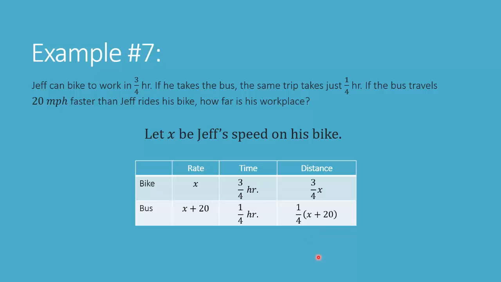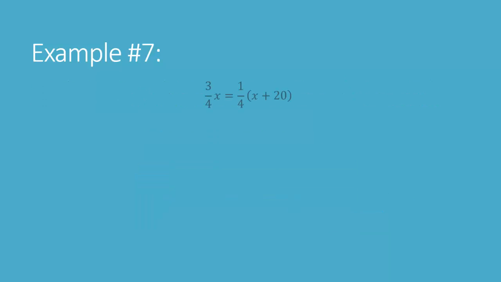And you'll notice there is no table down here. The reason for that is because in this one, we know that the distance he rides his bike is the same as the distance he takes his bus. So in fact, we're not adding these two. We're going to set them equal. We're going to say this distance is the same as that distance. So we get 3/4 of x is the same as 1/4 of x plus 20.